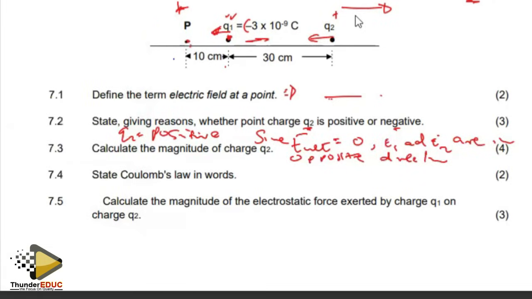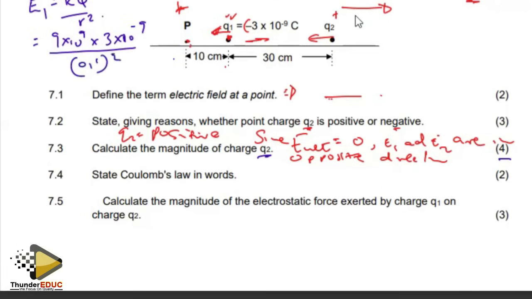Then I want us to calculate the value of Q2. So we have to use the electric field. So remember we said E is KQ over R squared. Okay. So I'll start with the first one, which is Q1. 9 times 10 to the 9 multiplied by 3 times 10 to the negative 9 divided by 10 changed to meters. That's going to be 0.1. I'll square this. Now, since we know that our E net is 0, which means the E1 must be the same as the E2.